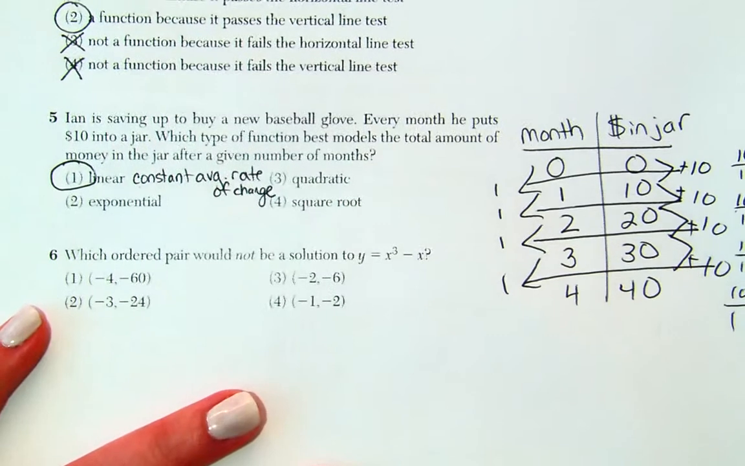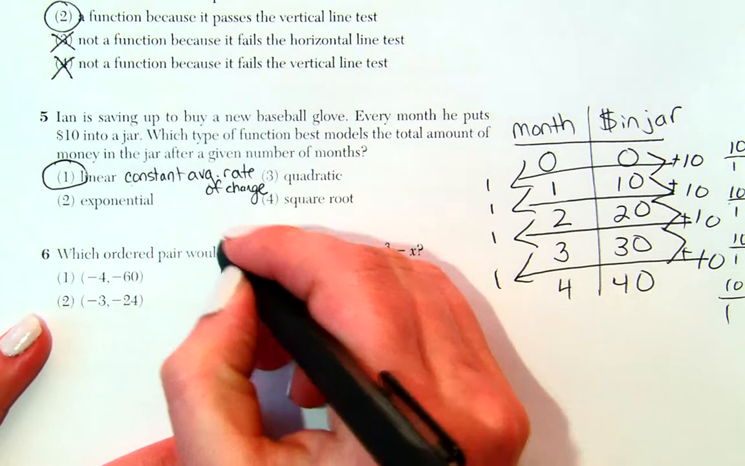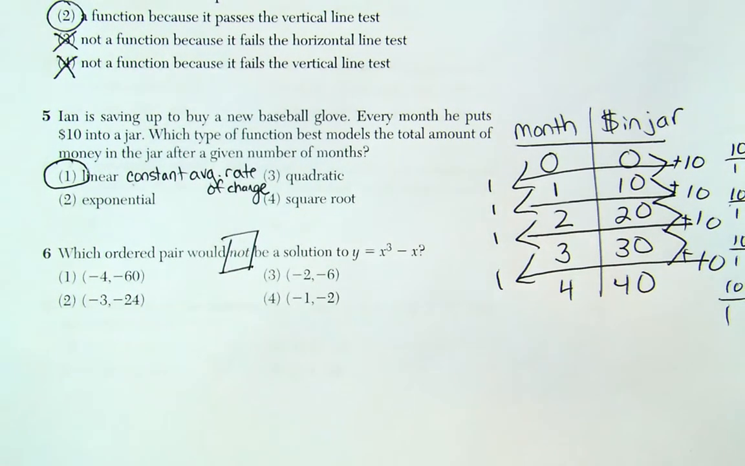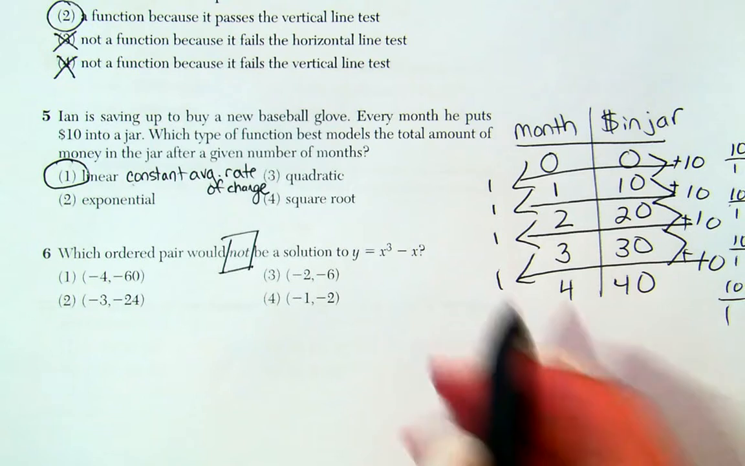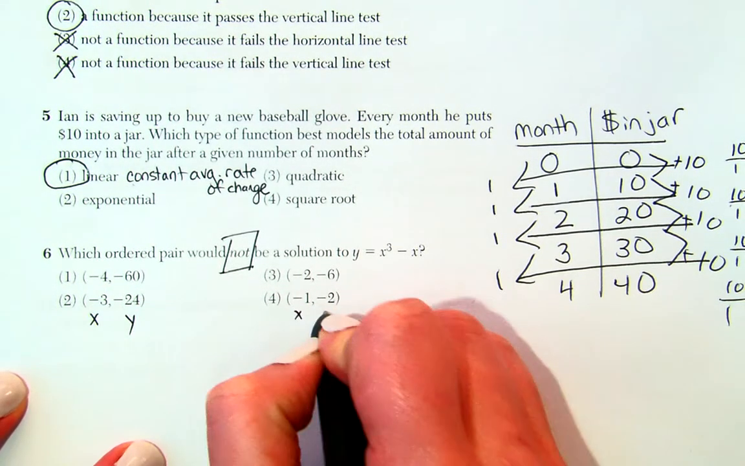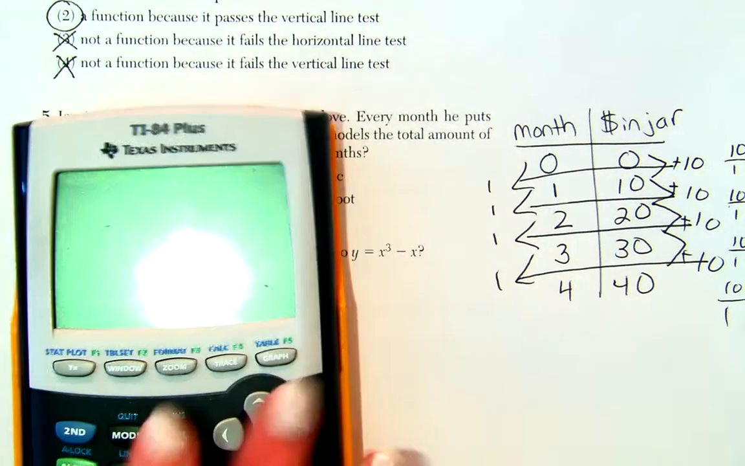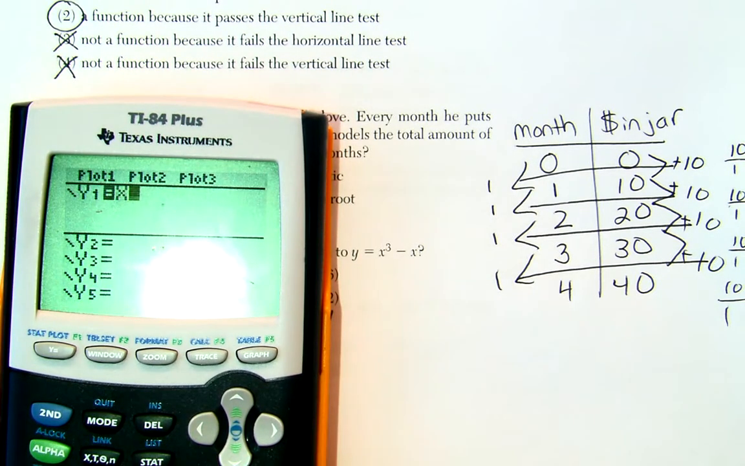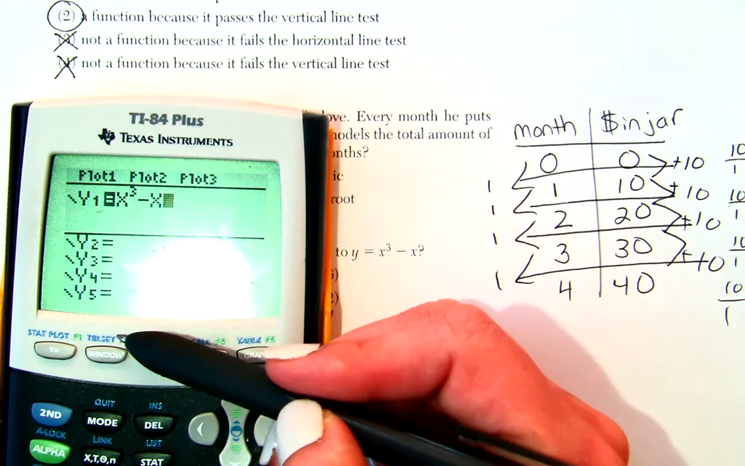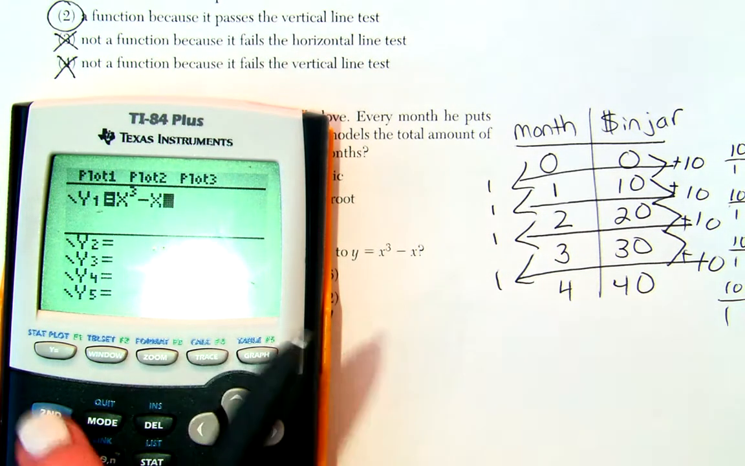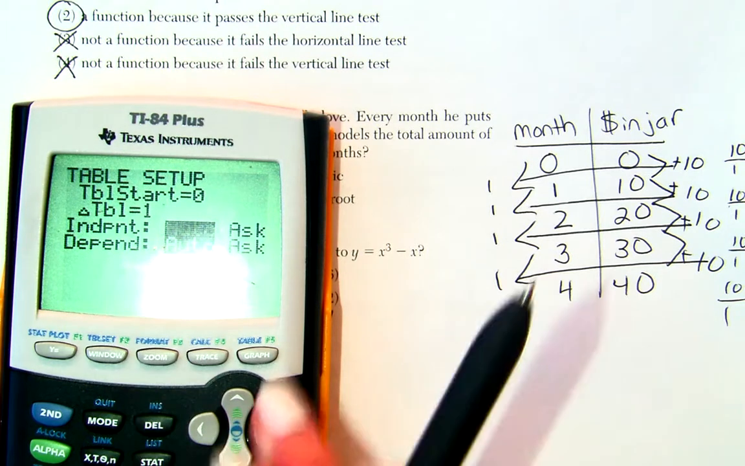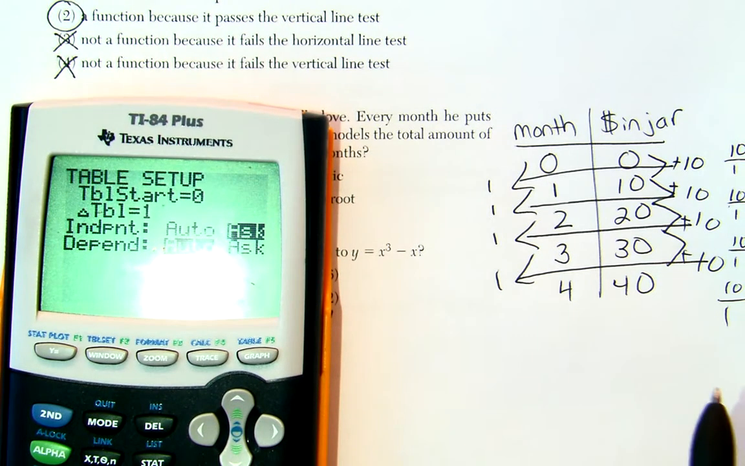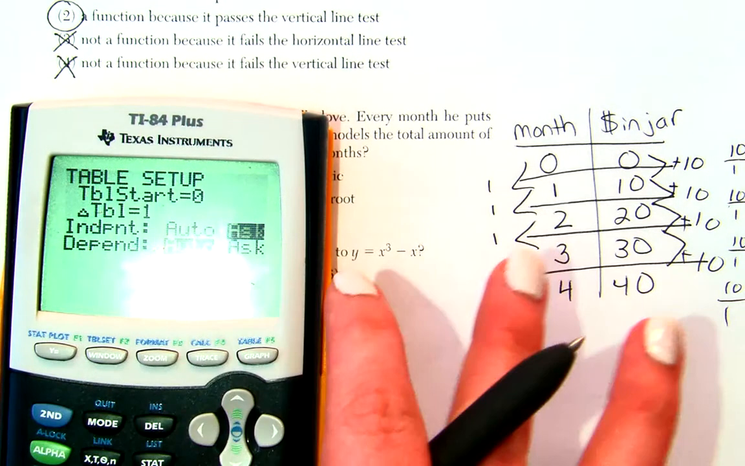Okay, so for number 6, which ordered pair would not be a solution to y equals x to the third minus x? So all of these are x's and y's. So we can go into our graphing calculator, type in x to the third minus x. And then I'm going to actually change my table setup. So I'm going to press second window and change my independent to ask. So I do this when I have values that I want to ask the calculator about. I want to tell the calculator specifically which values to look for.